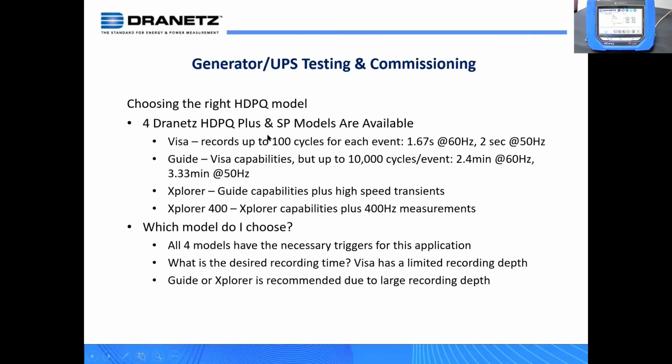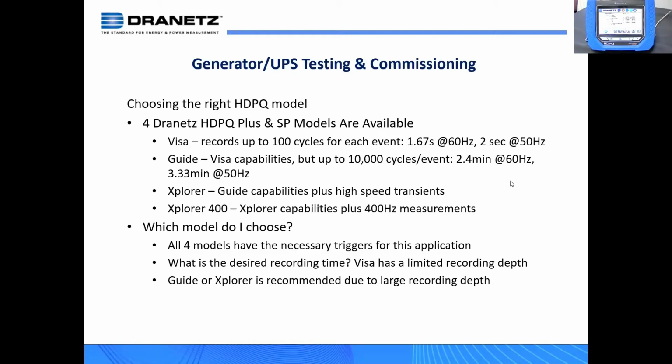So we'll look at the next slide. How do you choose the right model? So there's 4 models available. There's the Visa level, the Guide, the Explorer, and the Explorer 400. They go kind of bottom up for capabilities. And of course, you increase the cost a little bit as you go up. But there's a lot of differentiating capabilities between them as you go up the model chain. But those that are most important to this application really lie in the recording depth.